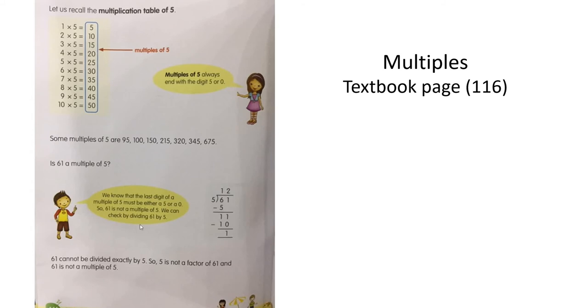We know that the last digit of the multiples of 5 must be either 5 or 0. So 61 is not a multiple of 5. We can check by dividing it with long division. So we cannot divide it exactly by 5 equally without any remainders. Okay, you need to have some leftovers.